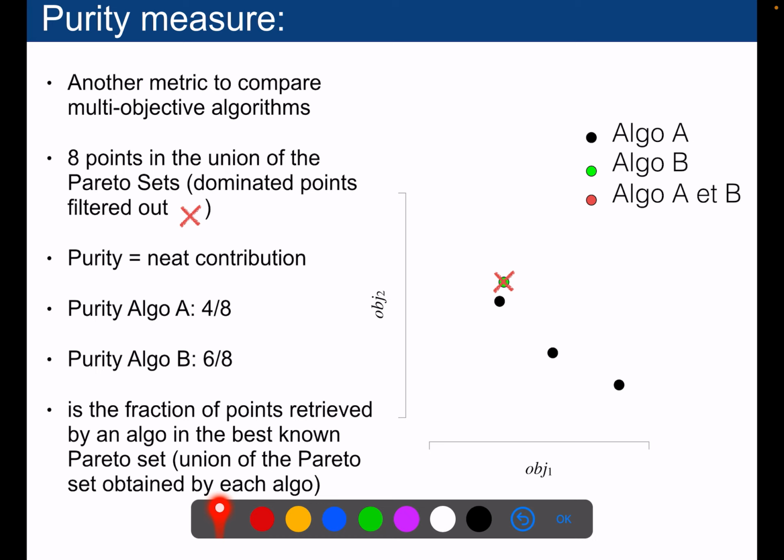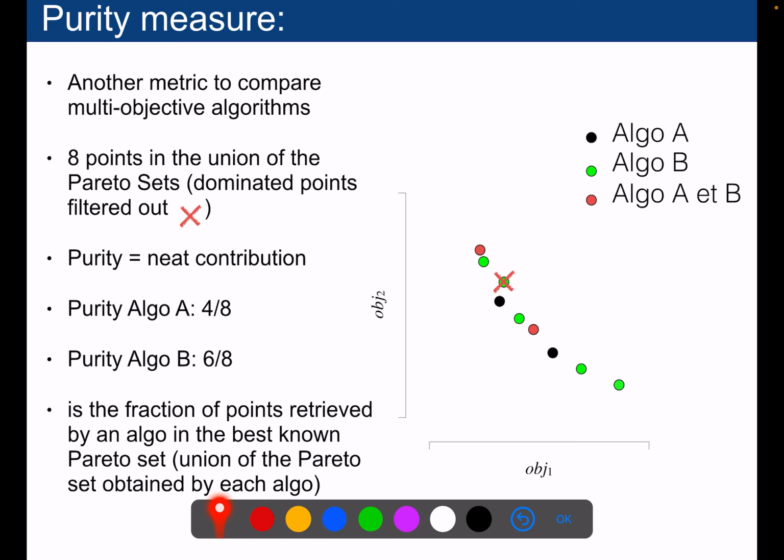So, one metric that you can use is what we call the purity. So if you have two algorithms, A and B, that you want to compare, okay, and the points that you obtain are represented here. So we have 8 points overall in the union of the Pareto sets. Okay, so we will add them all. This is what we get.